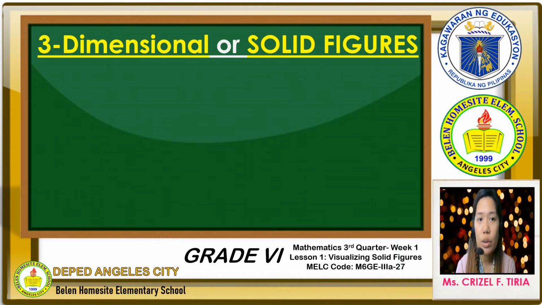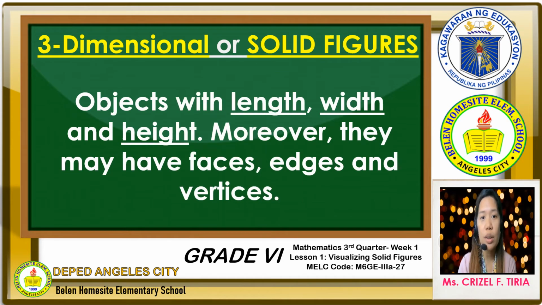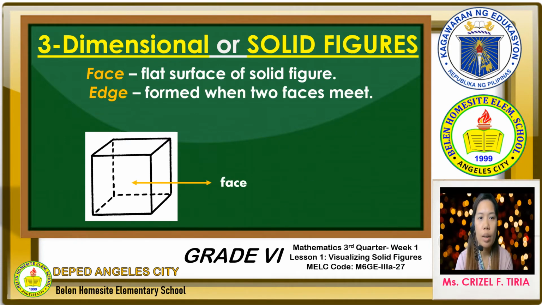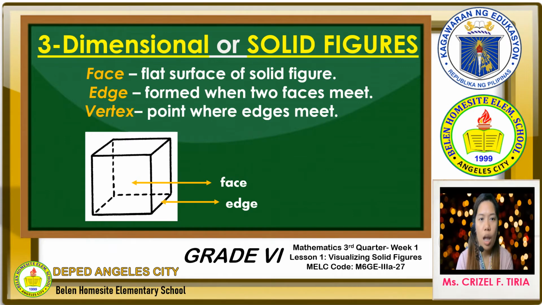Solid figures or three-dimensional figures are objects with length, width, and height. Moreover, they may have faces, edges, and vertices. Face is the flat surface of a solid figure. Edge is formed when two faces meet. Vertex is the point where edges meet.